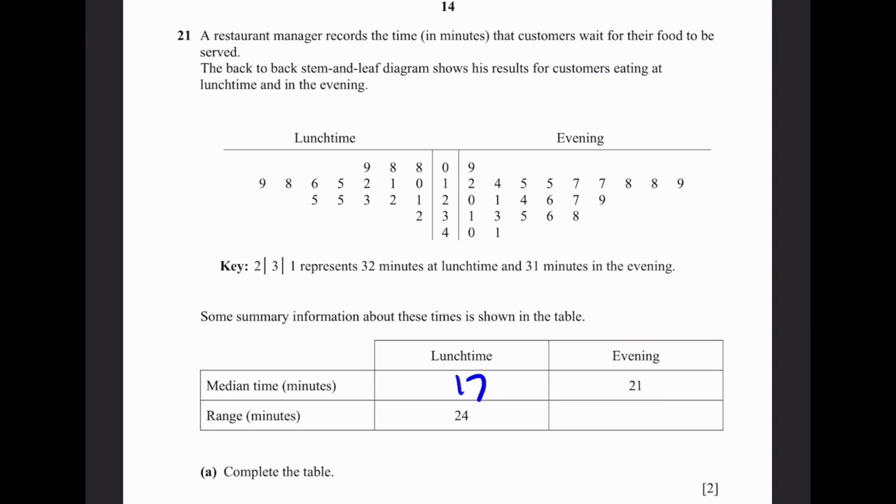Now we see the range for the evening time. This is quite straightforward because range is equal to the largest number minus the smallest number. That'll be 41 minus 9. 41 minus 9 is 32. So that's the answer.